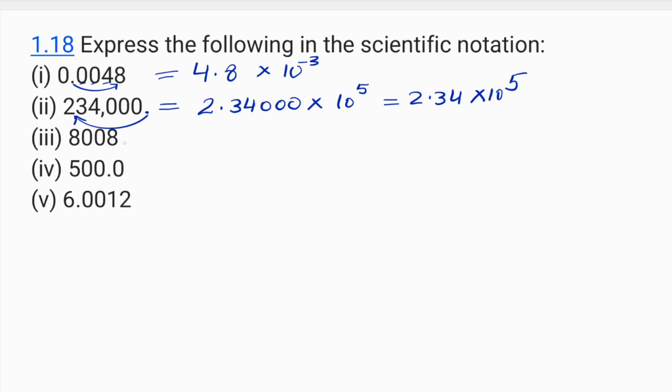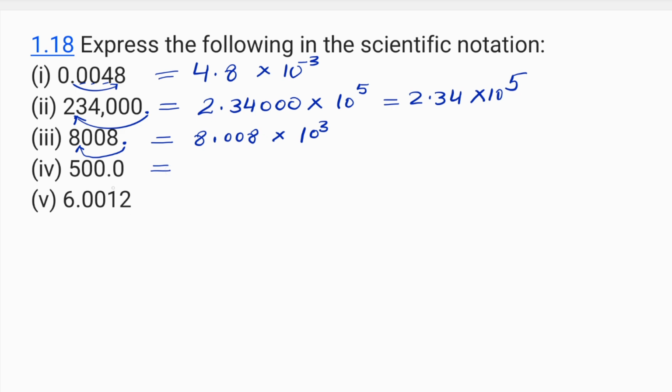Once again, next is the same. The decimal is after 8. All right, so what we have to do? We have to shift this decimal to the extreme left, after the 8. All right, so it becomes 8.008. Once again, we have shifted the decimal to the left hand side from the right hand side, so the power of 10 will be positive. 1 2 3, we have shifted it by 3 places, so it will be 10 to the power 3.